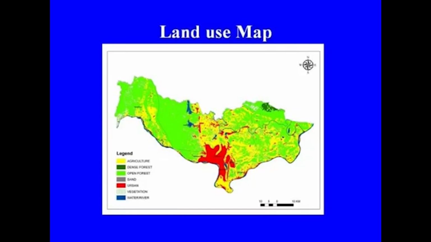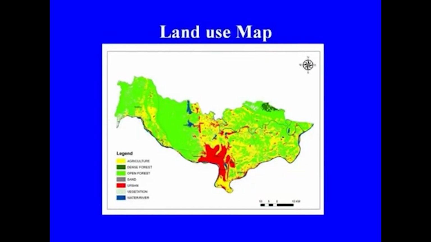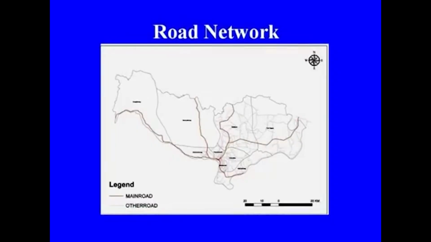In order to prepare the land use map, a thorough investigation of the area was undertaken, and on the basis of the information provided from various sources, that is from government reports and other government agencies, there were 7 major land use covers which were identified, and these were agriculture, dense forest, open forest, sandy areas, urban areas, vegetation and water bodies.